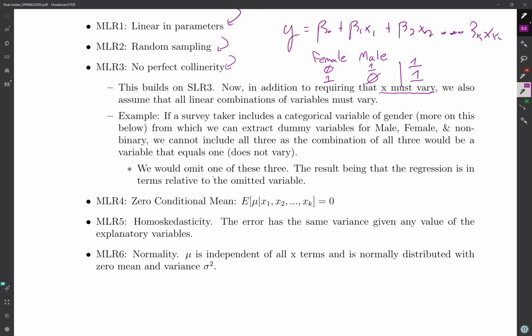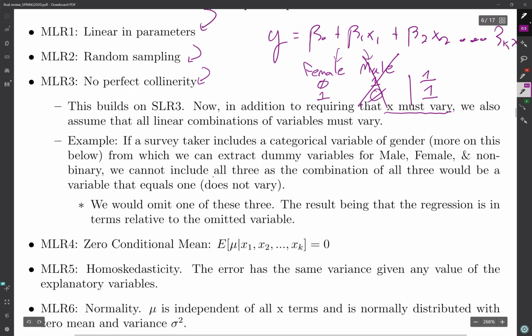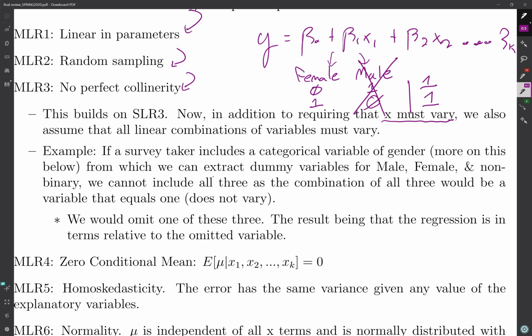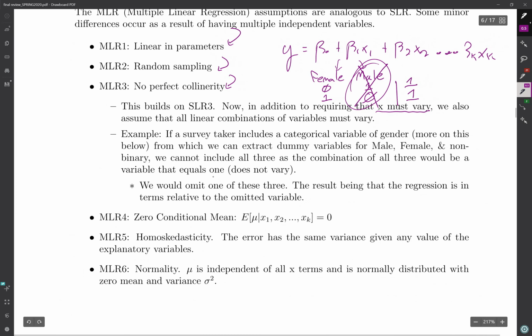So you'll see a lot of times for things like gender or anything else where something like this might happen, we omit one of them. Okay, so we just don't include that one, and the one we omit becomes our base category. Okay, and we'll talk a little bit more about that later, but that's just something we need to keep in mind, that we're going to have to omit one of them in order to satisfy this no perfect collinearity. You'll notice Stata will automatically drop variables that are collinear.